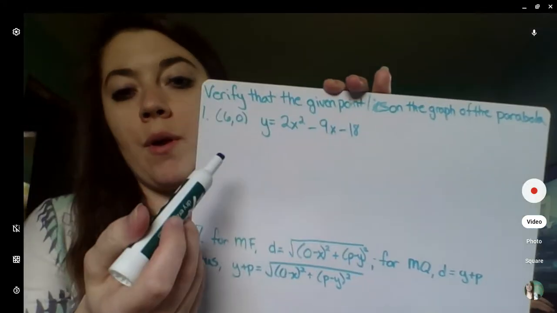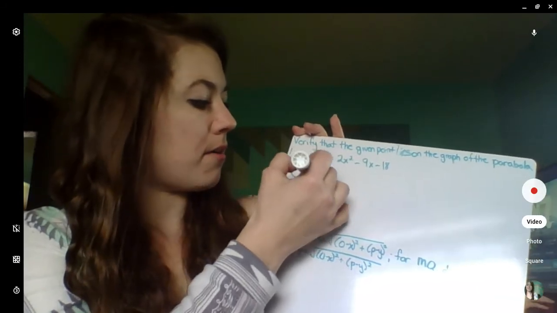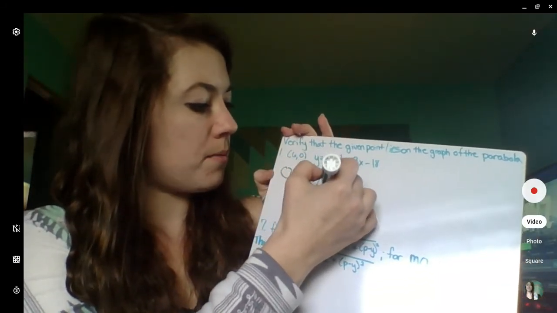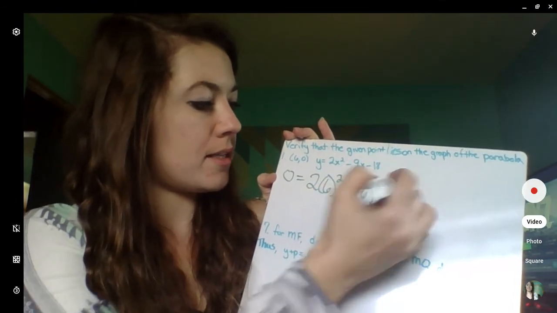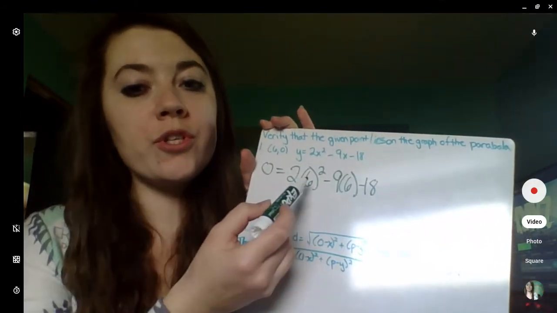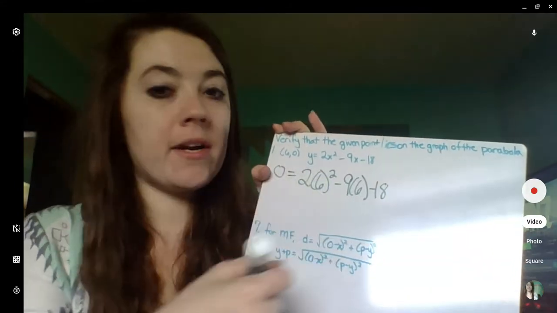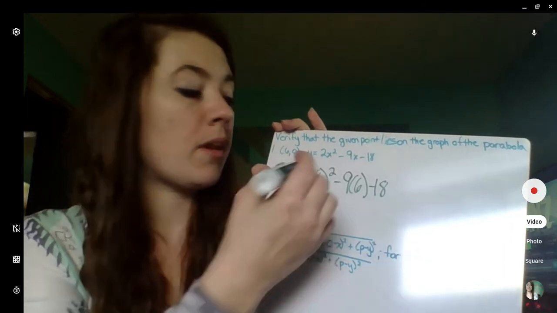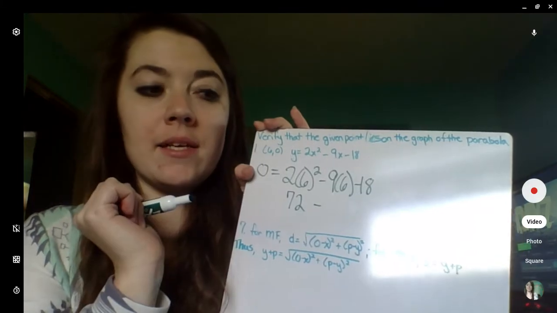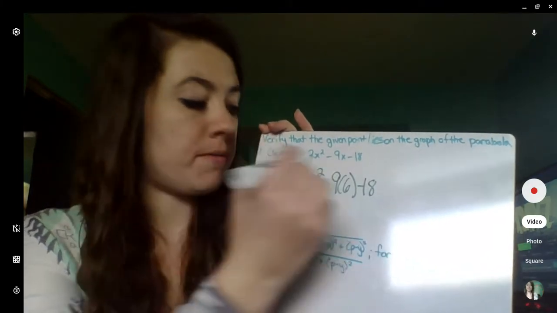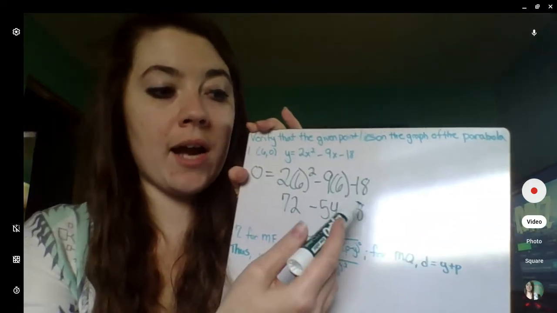So 6 represents our x value, 0 represents our y. So we're going to have 0 equals 2 times 6 squared minus 9 times 6 minus 18. So 6 squared is 36, and 36 times 2 is 72, minus 9 times 6 is 54, minus 18. So now we're going to subtract all of these.